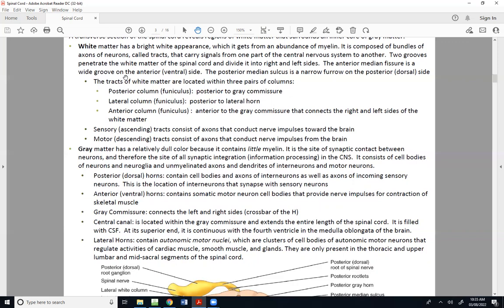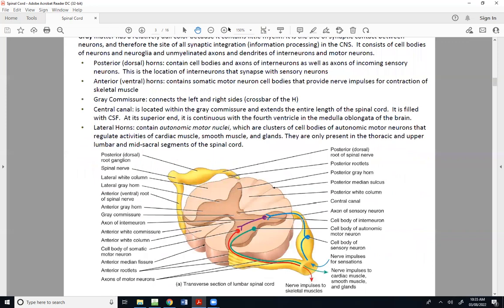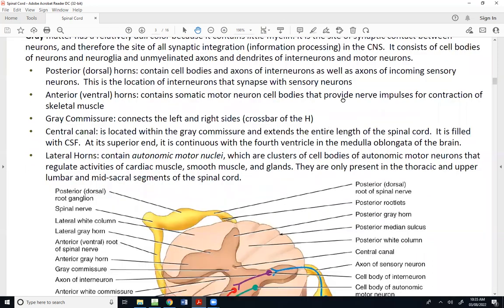We'll talk about the rest of the stuff here that I've already skipped. Now, two grooves penetrate the white matter of our spinal cord, dividing it into right and left sides. What we call the anterior median fissure is a wide groove on the anterior or ventral side, whereas the posterior median sulcus is a narrow furrow on the posterior or dorsal side. And those are both labeled here in our figure at the bottom.